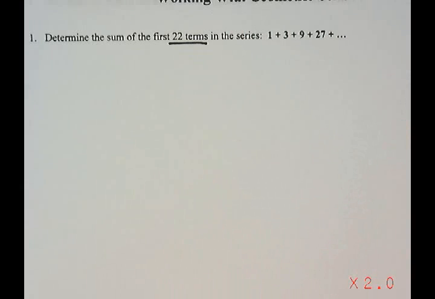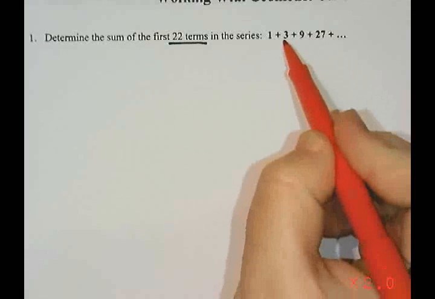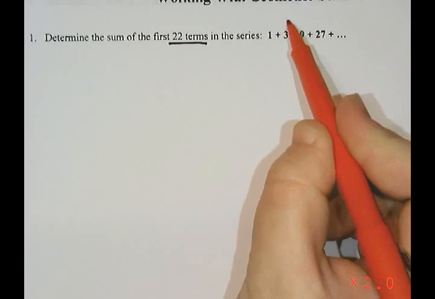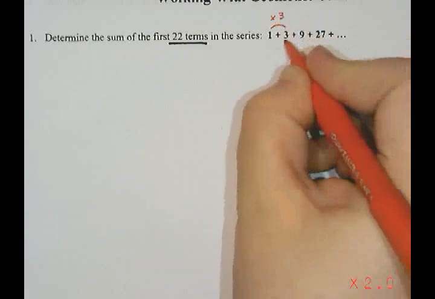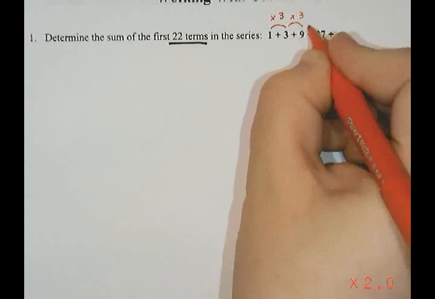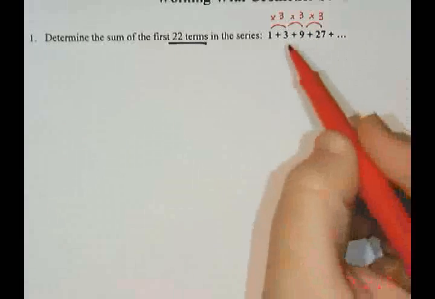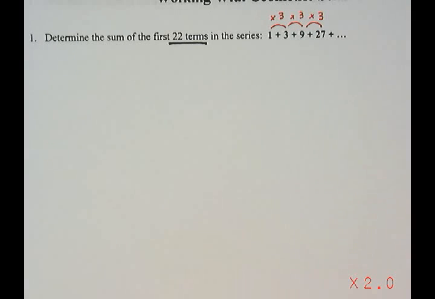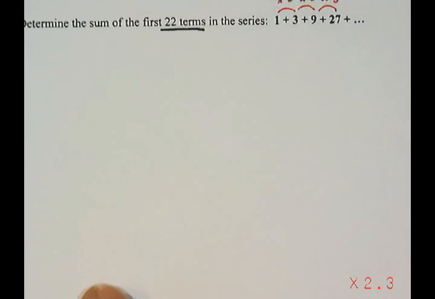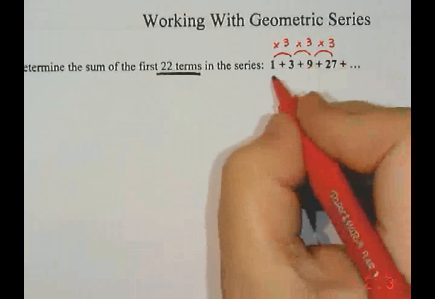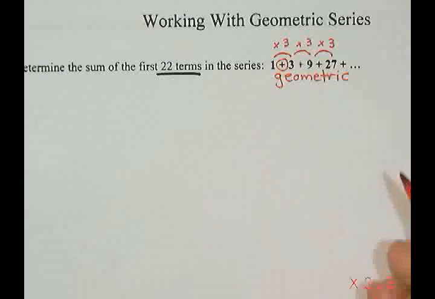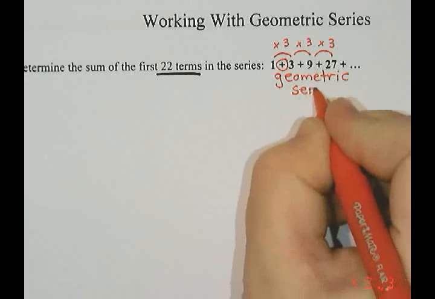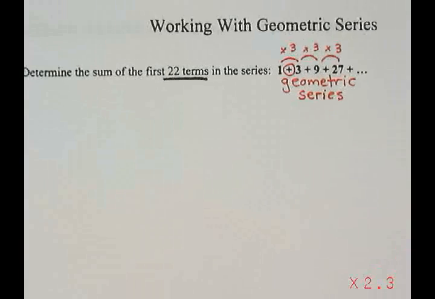So then what I can do is figure out if it's geometric. If you have trouble finding the pattern, you always take the second term divided by the first term. But I can see here that this is times 3, and this is times 3, and this is times 3. So since I'm multiplying by 3 every time, I'm going to zoom in a little here. I know that this is definitely geometric. And because I have those addition signs, I know that this is a geometric series instead of a sequence.